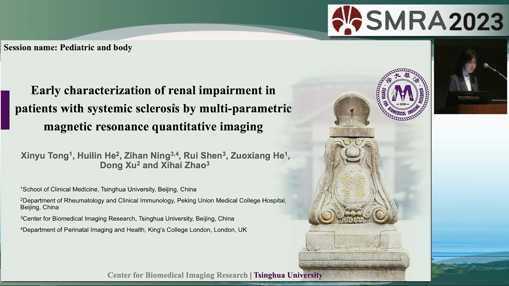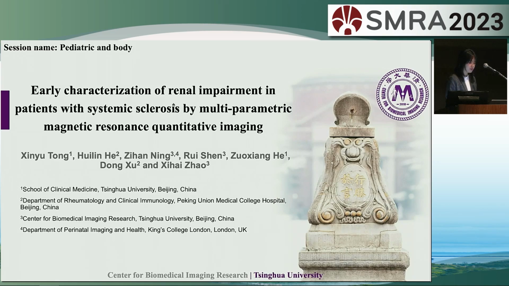Okay, hello everyone. My name is Xinyu Tong from Tsinghua University in Beijing, China. I'd like to present my work about the early characterization of renal impairment in patients with systemic sclerosis by multiparametric MRI.